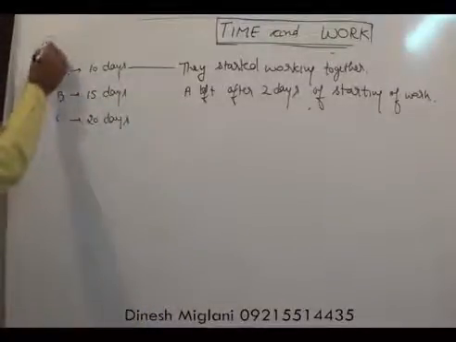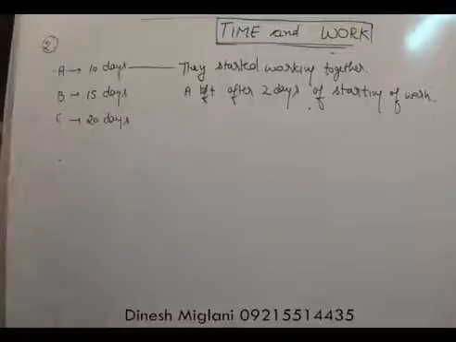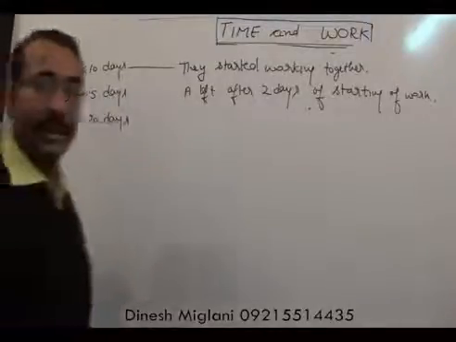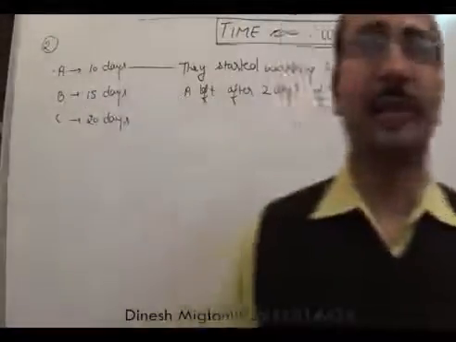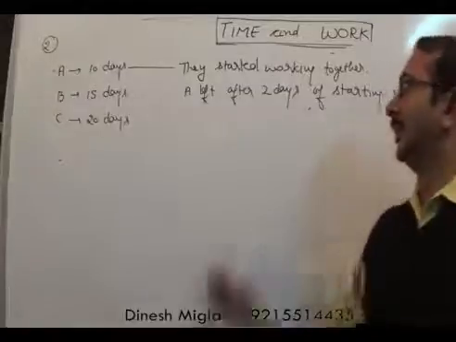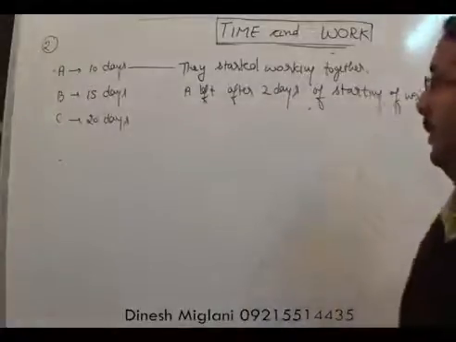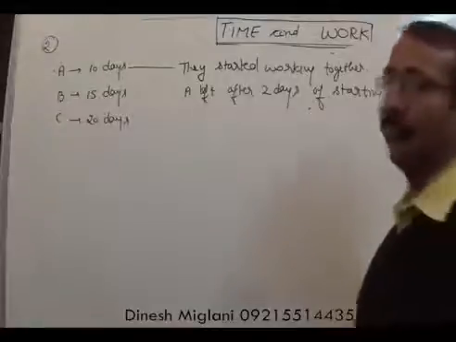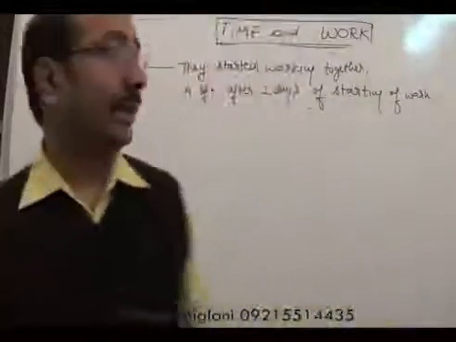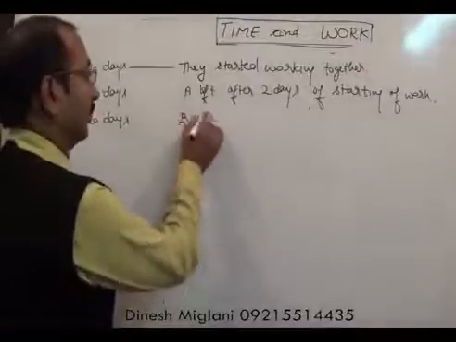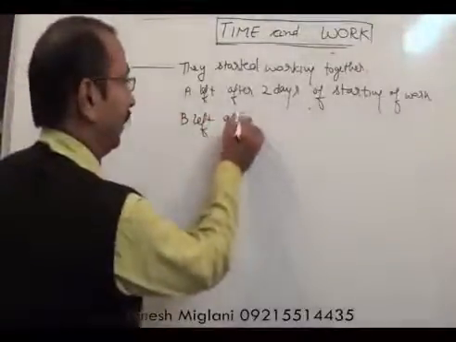Question number 2. This information is the same. There are 3 persons, A, B, and C. A can do the work in 10 days, B can do the same work in 15 days, and C can do the same work in 20 days. They started working together. A left 2 days after starting of work. B left after 1 day of leaving off A.